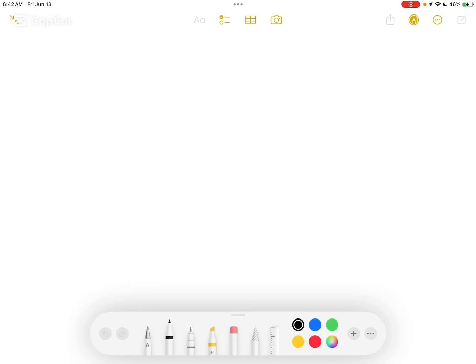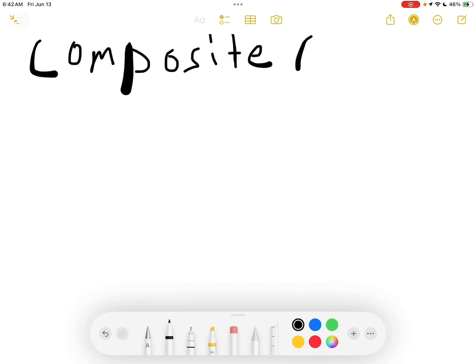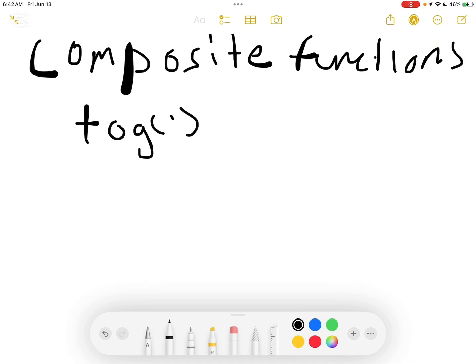So today we're going to be learning about composite functions. And basically, what a composite function is, is substituting one function into another. So, for example, we have f composed with g of x, which is really like saying f of g of x.